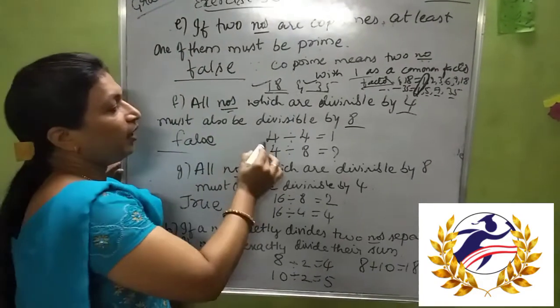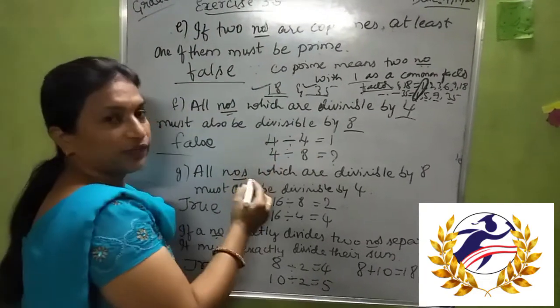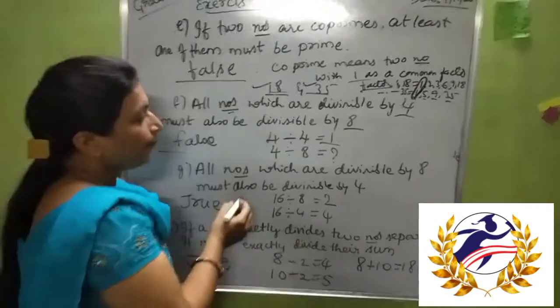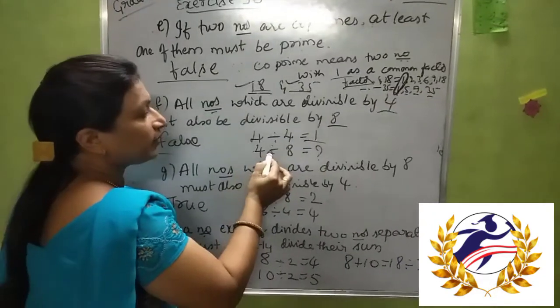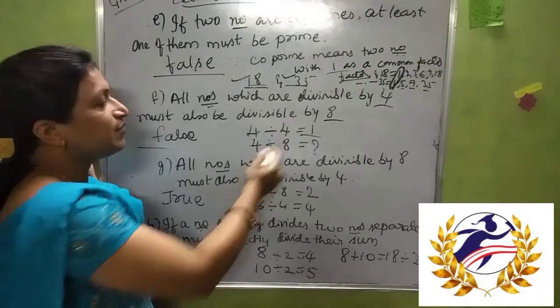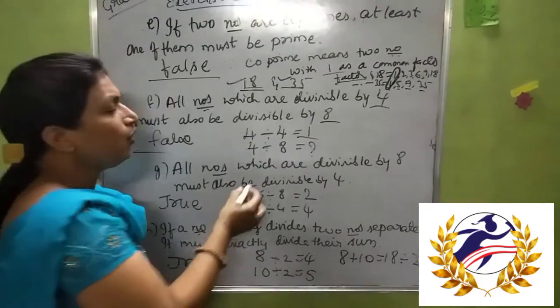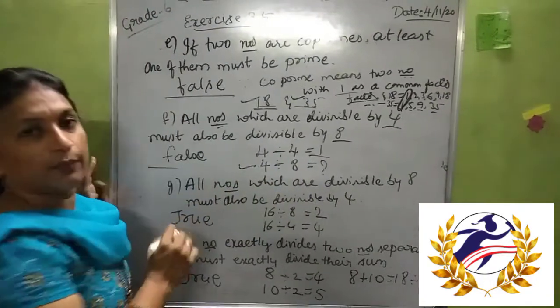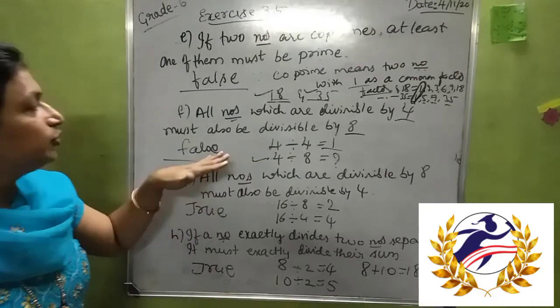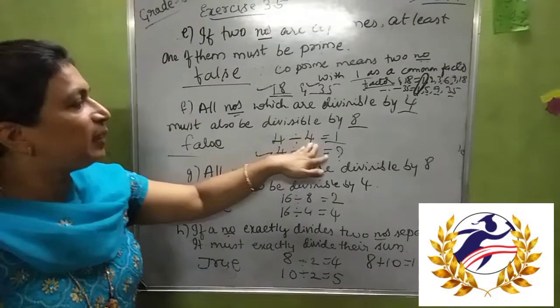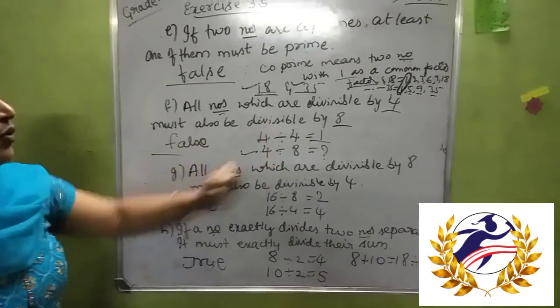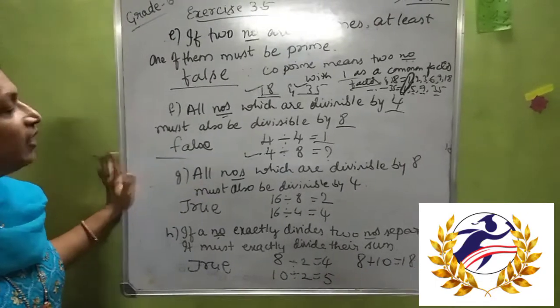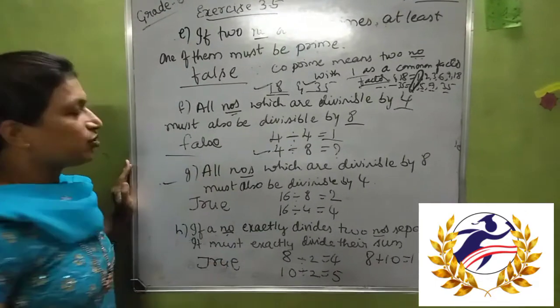For example, 4 divided by 4 gives the answer 1. But 4 cannot be divided by 8. It gives a decimal, isn't it? So it doesn't give remainder 0. That's why all the numbers which are divisible by 4 will not be divisible by 8. Okay, so then we will go to the next one.